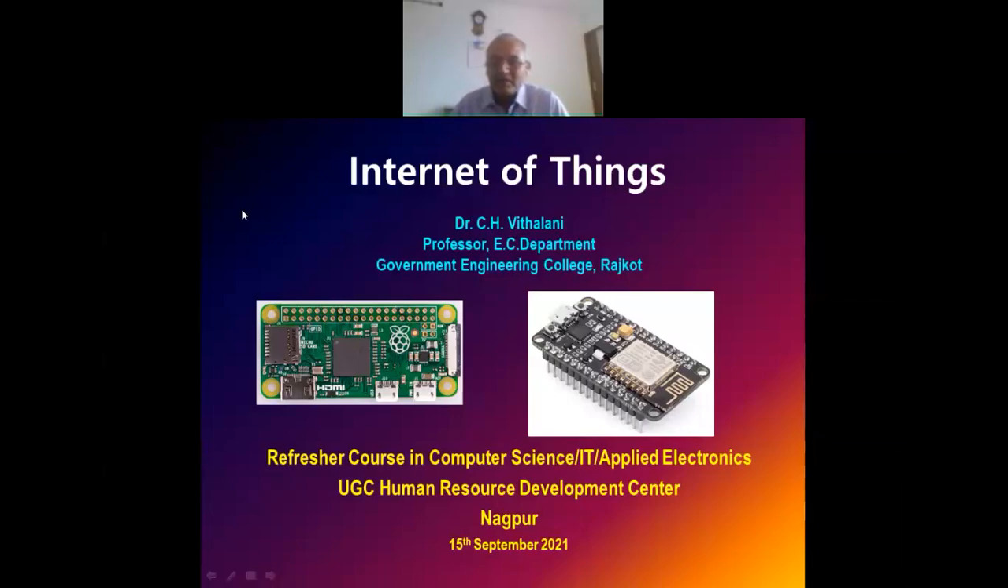And I'm happy that today there are faculties from the computer science department, the information technology department, and applied electronics. That's why this topic is very suitable, because I normally say that Internet of Things is a marriage between different disciplines like electronics, computer science, and mechanical engineering. So it is an interdisciplinary course where all engineers and all science people should work together to give a fruitful outcome, right? So today we will discuss the Internet of Things.